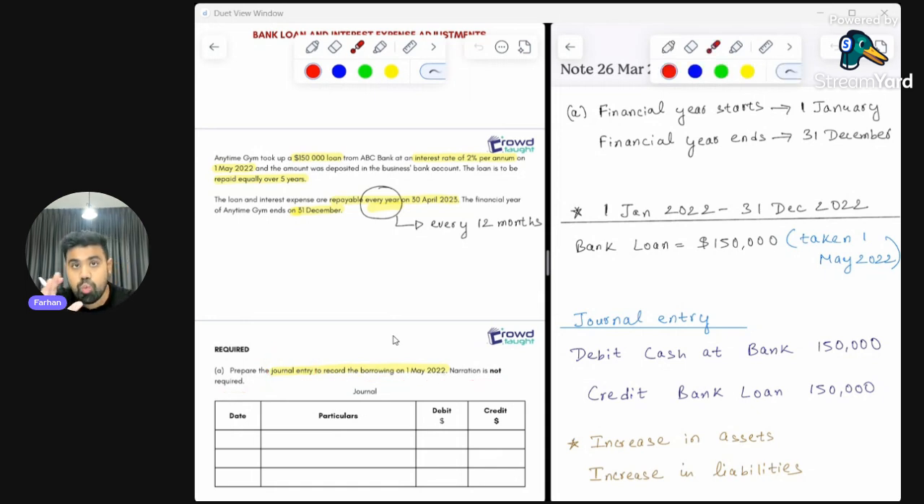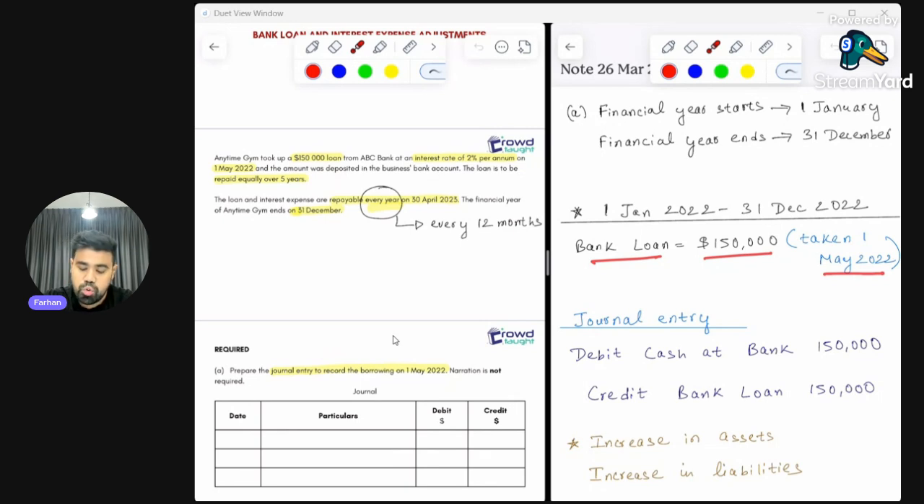So we understand that we are working with a business where the financial year starts on 1 January and ends on 31 December. So we have to look into a time frame every time for our calculations in between 1 January and 31 December. Any transactions that have happened in between, starting with 2022, we will look into what happened in between 1 Jan 2022 and 31 December 2022. In this 12 months, the business took a bank loan of $150,000 on 1 May 2022, right?